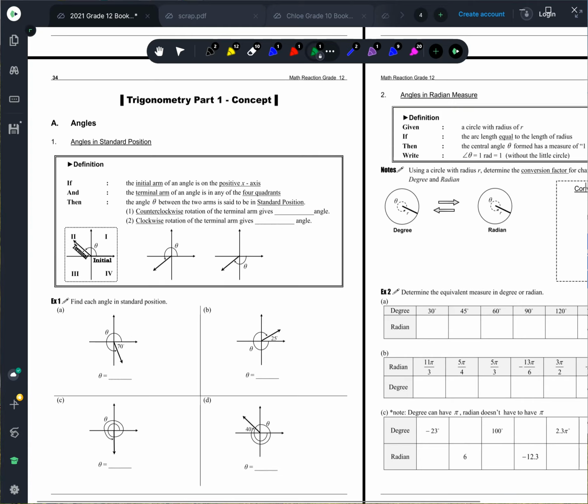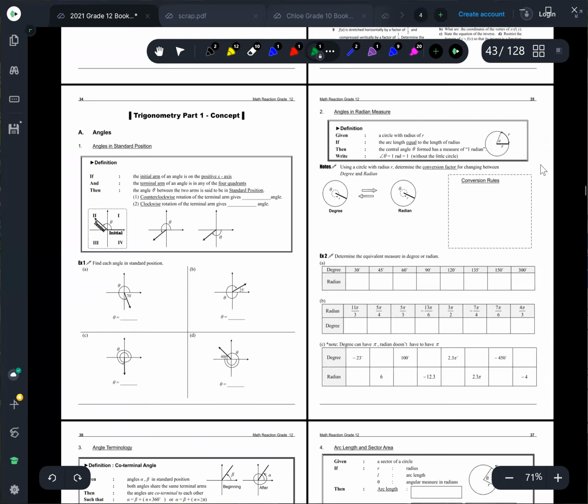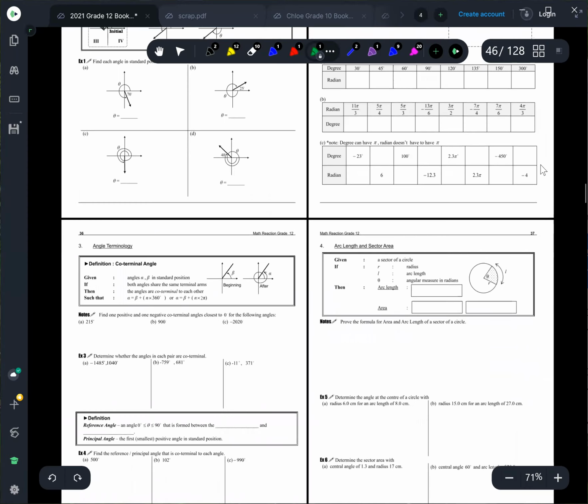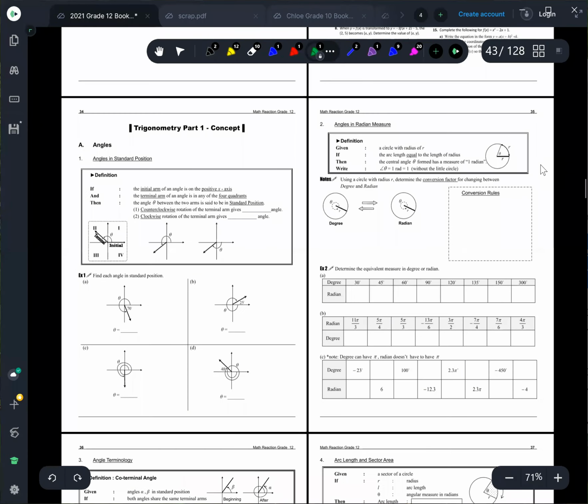Okay. All right, so let's start with a new chapter now. The next part is called trigonometry. As you can see, I have part one, right? Part one, that means this is a very long chapter, okay? Trigonometry is measuring the angles and has to do with triangles, okay? So we just quickly skim through what's inside.